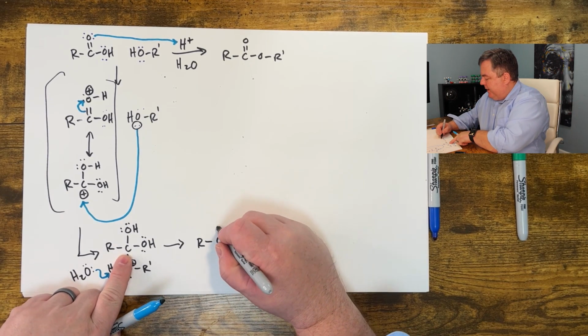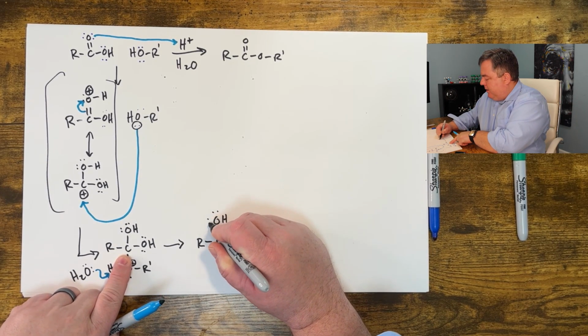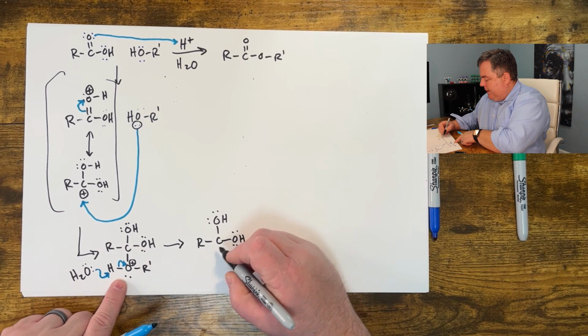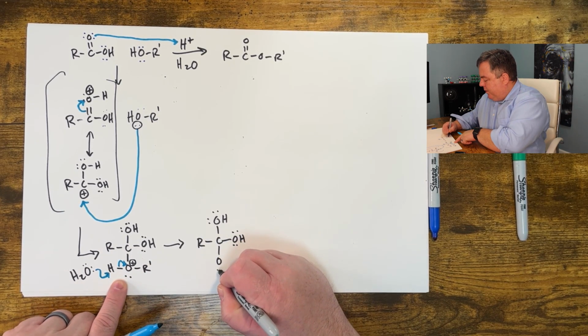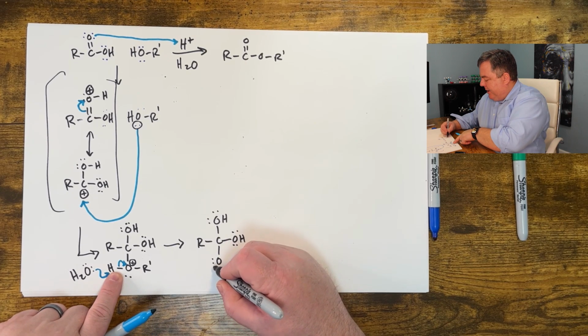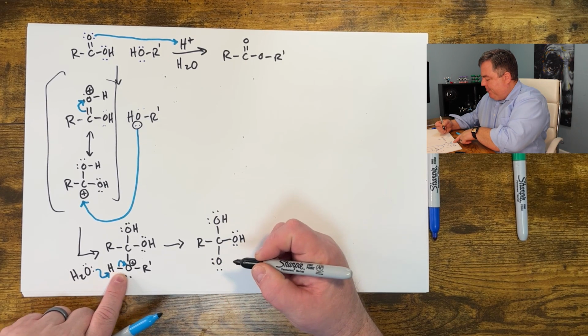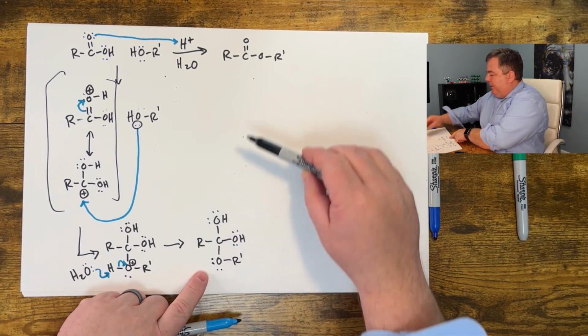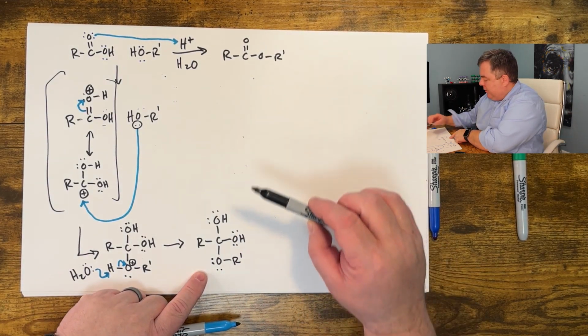So R to C, I have an OH up here. None of that's changed. This OH hasn't changed. And down here I have an O with 2 lone pairs. This bond is now these 2 electrons. And I have an R prime on there. All right, so let's look at the final product and see how close I'm getting.